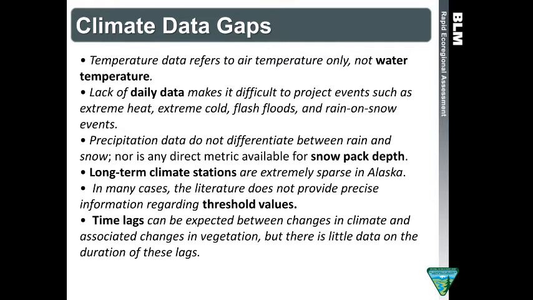And then the last one I have up here is that there are time lags, obviously, between changes in climate and changes in vegetation, biome, ecosystem. It's very obvious that there are time lags, but the time lags vary species to species, biome to biome, and there's not always very clear data on how to interpret that, on how long those lags may be.